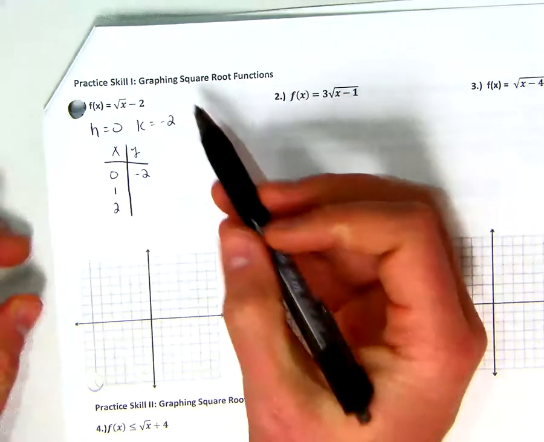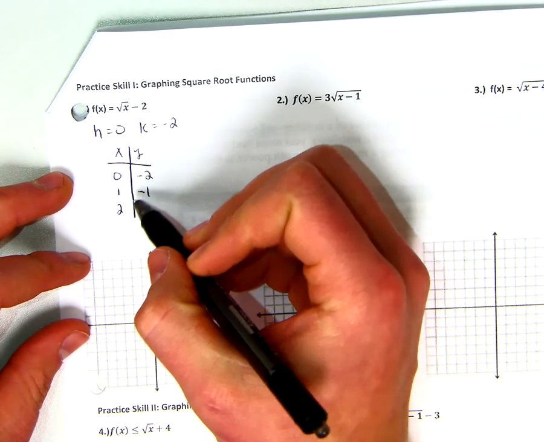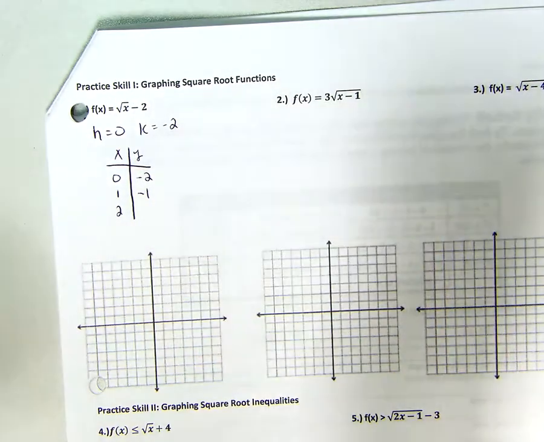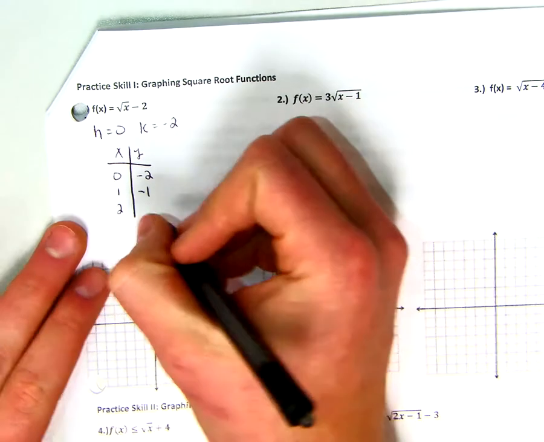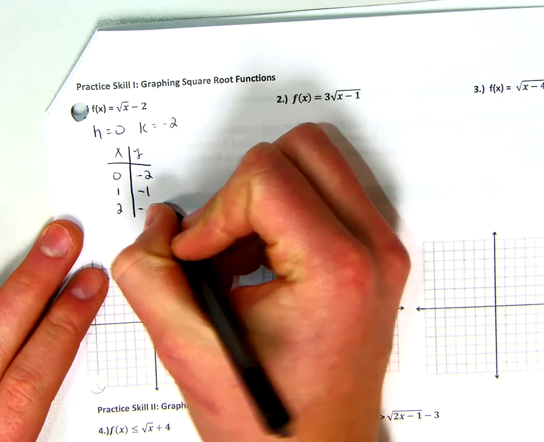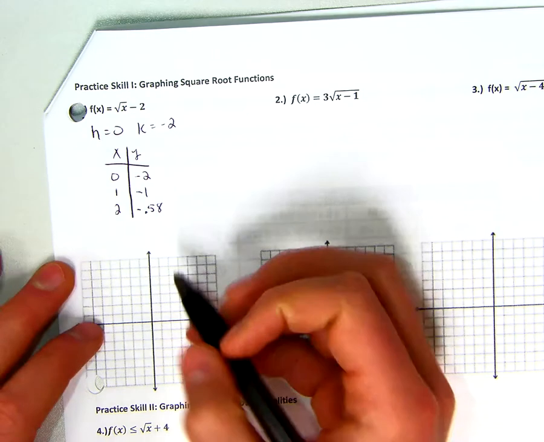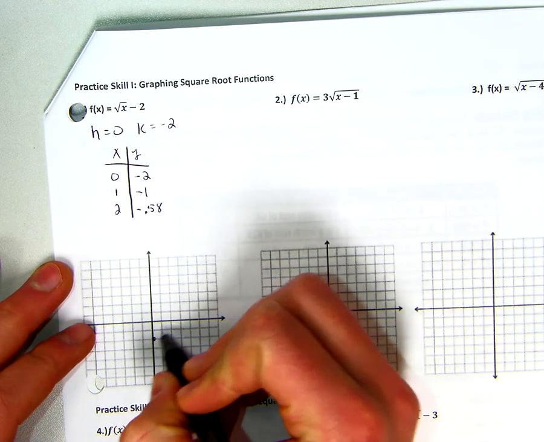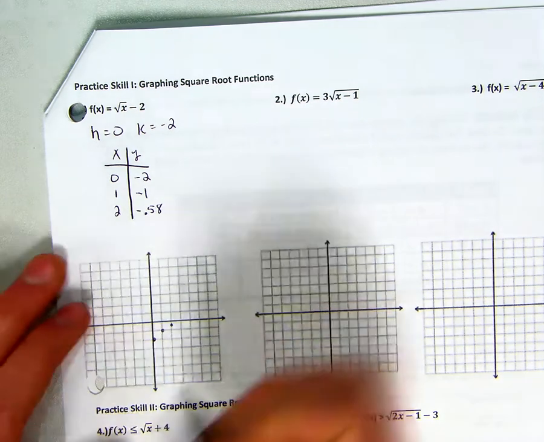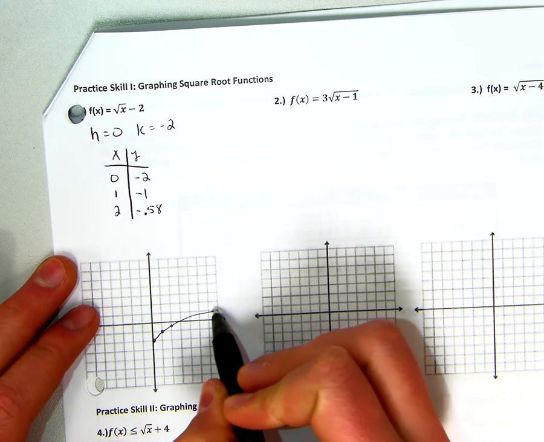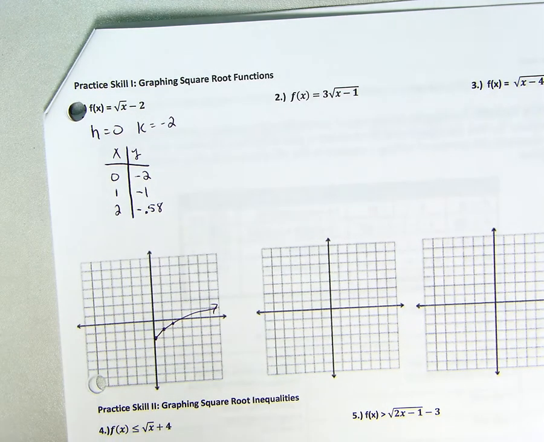So you have 1. The square root of 1 is just 1, minus 2 is negative 1. And then the square root of 2, you plug that into your calculator, you're going to get 1.4. So 1.4 minus 2 is negative 0.58. You can do that in your calculator. And now we can just graph the points. So we have 0, negative 2. We have 1, negative 1. And we have 2, negative 0.58. We know the general trend of these types of functions, so it will look like that.